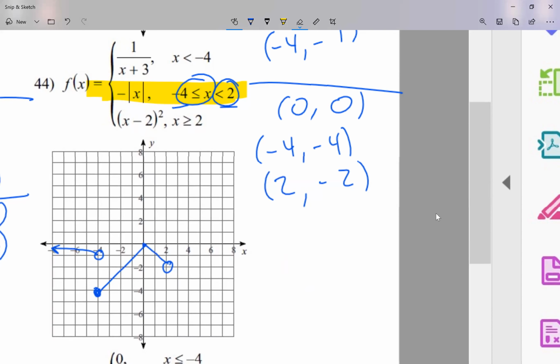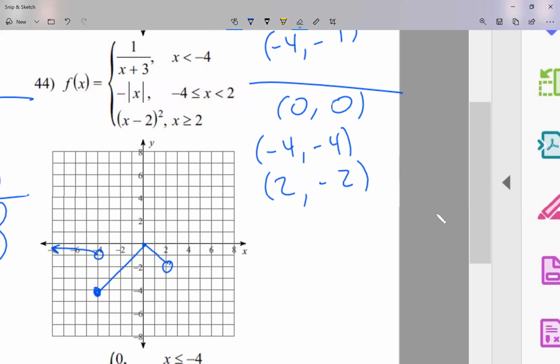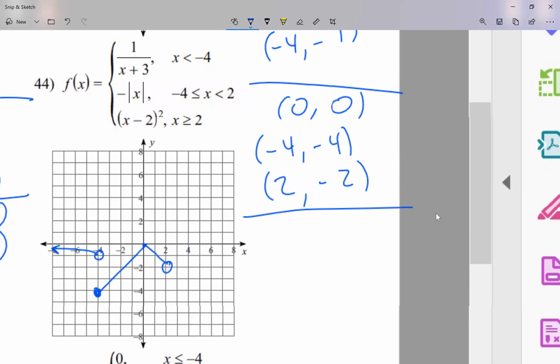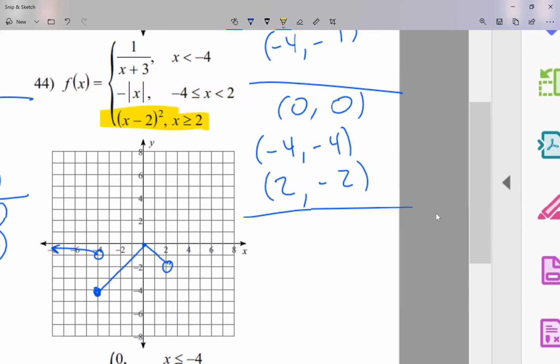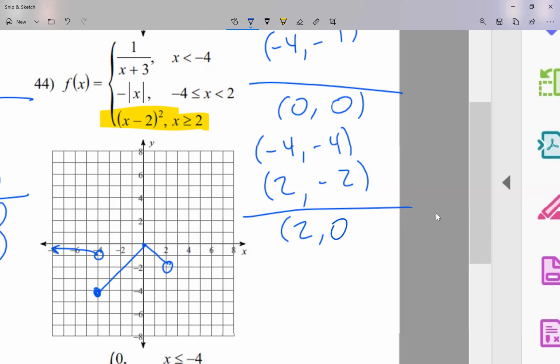Let me erase this. All right, got to take a look at the last graph. Because the exponent is 2, I'm expecting a U shape. My vertex is the point (2, 0). The 2 is inside of the parentheses. Remember, got to switch the sign. And 0 is the number outside of the parentheses.